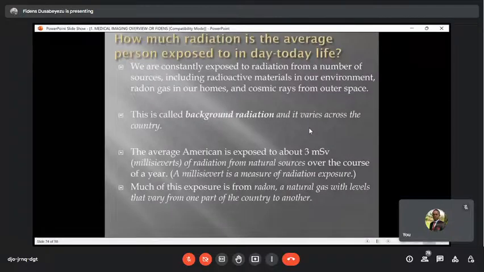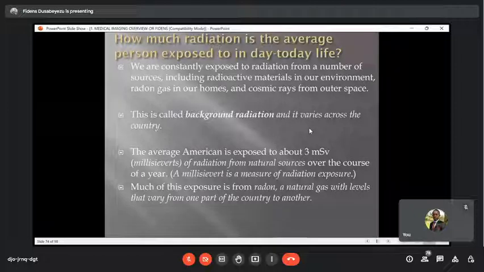So how much radiation is the average person exposed to in day-to-day life now? We don't receive radiation from imaging, from radiology only. We are constantly exposed to radiation from a number of sources, including radioactive material in our environment, like radon gas. Do you know what radon gas is?